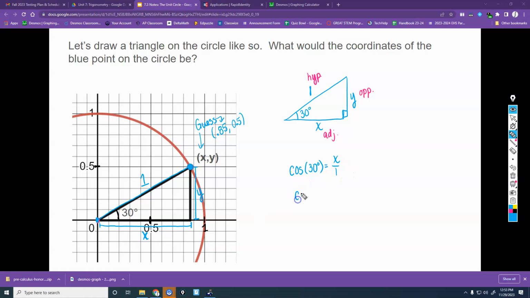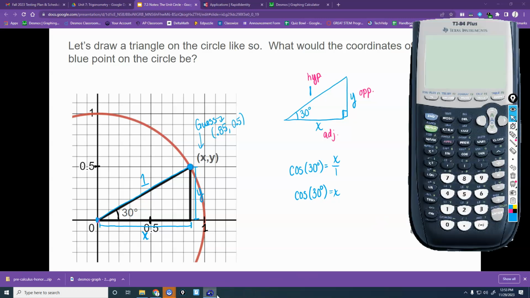Either way, basically we're getting cosine of 30 degrees is x. So if I go over here and type that into my calculator, I've got cosine of 30 degrees, and I'm going to get 0.866. So x is 0.866.